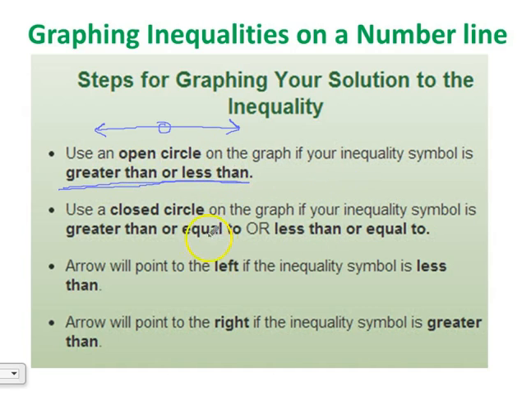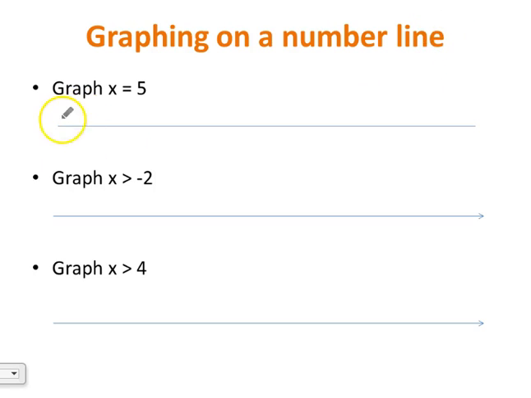We use a closed circle when we have greater than or equal to because it includes that number. And then we would shade to the left if the inequality sign is less than or equal to or less than. And we would shade to the right if it's greater than or greater than or equal to. So let's do some graphing on some number lines.